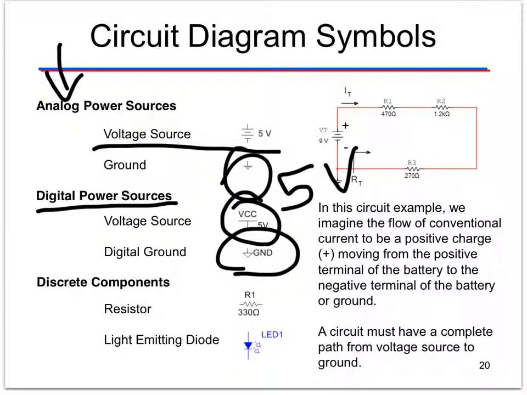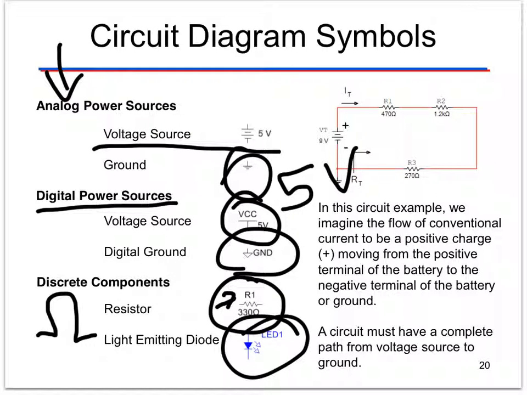Okay, discrete components. Here's an example of a resistor. That's resistor 1, that's how they'll label it, R1, R2, R3, and so on. And below the resistor, there'll always be a value. In this case, it's 330 ohms. This symbol stands for ohms, and it's a Greek symbol called omega. And here is an LED, or light emitting diode. Okay, that's a blue one.